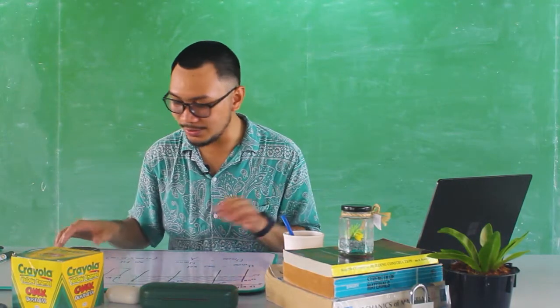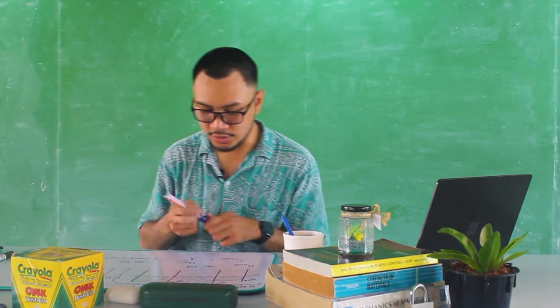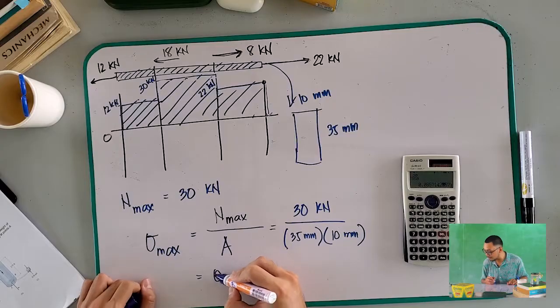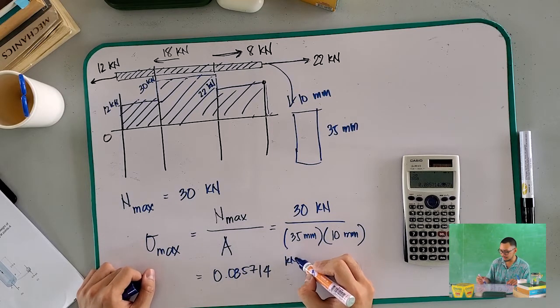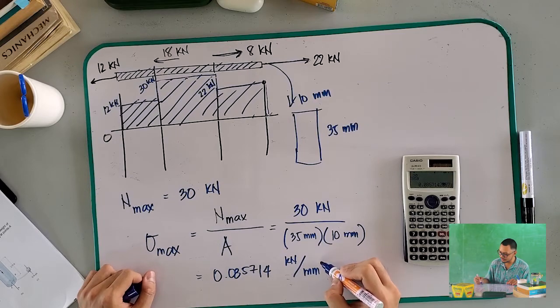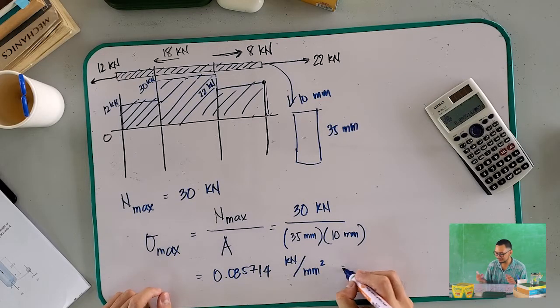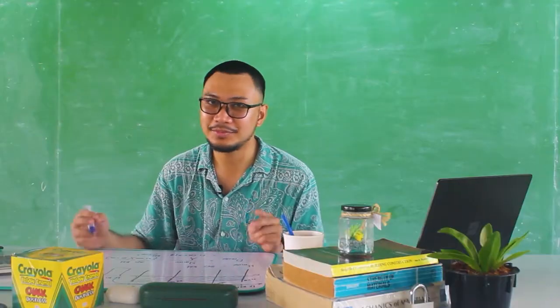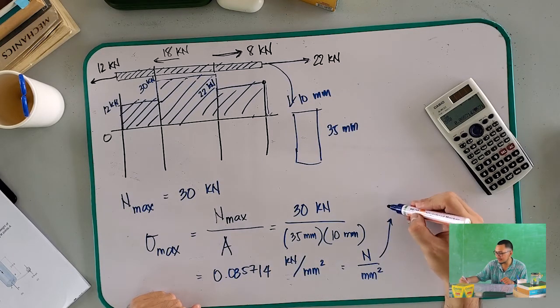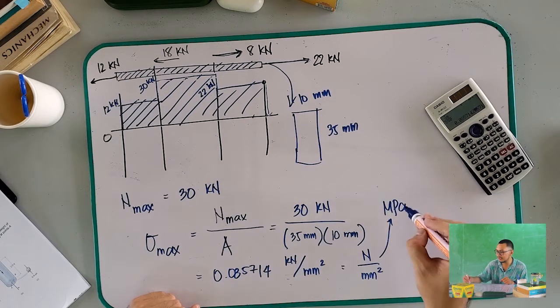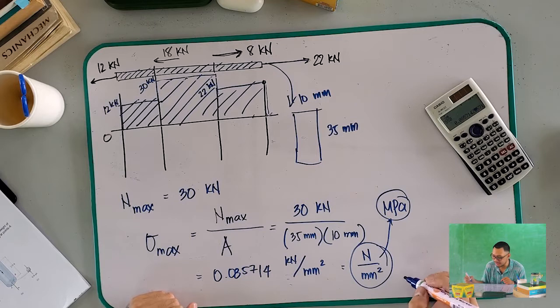So, all you have to do is to calculate this one. Sayon ra kaayo. Okay, so the answer here is 0.085714 kilonewton per millimeter squared. Humana ba ta? Ato pa na-simplify. Millimeter man siya. So, take note ani ha. Kung makakita kag newton per millimeter squared, ang tawag ana niya is megapascal. Take note. Kung newton per millimeter squared, megapascal na siya.